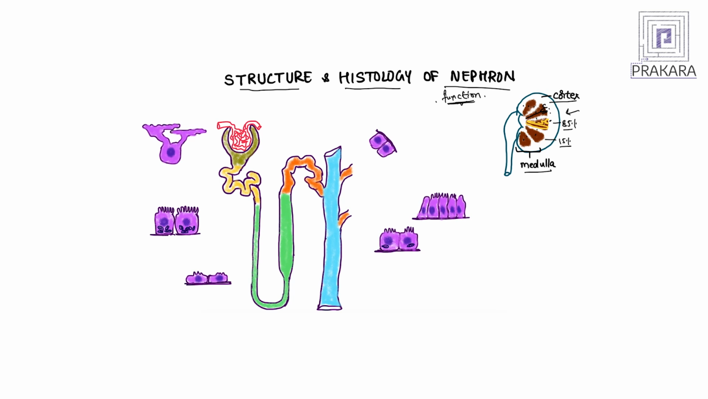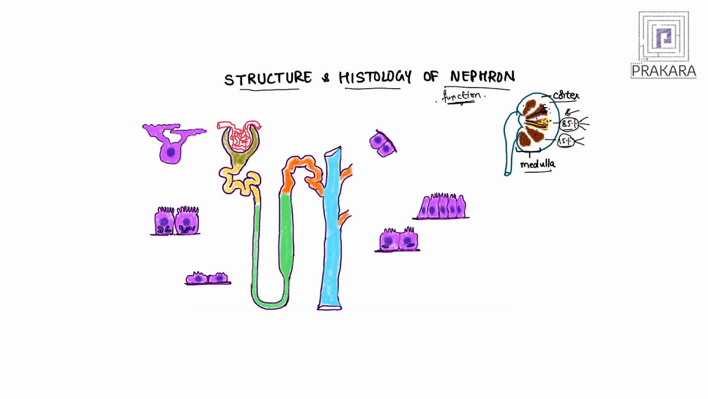It has a very long loop of Henle extending up to the tip of the papilla and again a very long collecting duct. So, while the 85% cortical nephrons are doing the basic functions of glomerular filtration, tubular reabsorption and secretion, the 15% juxtamedullary nephrons, as we shall see later, are exclusively involved in the countercurrent mechanism.